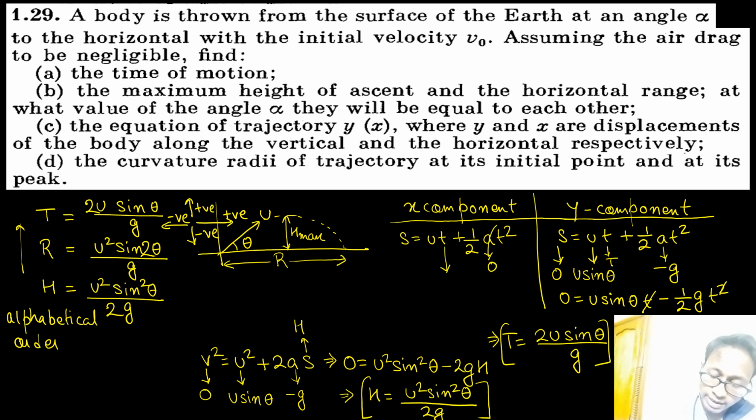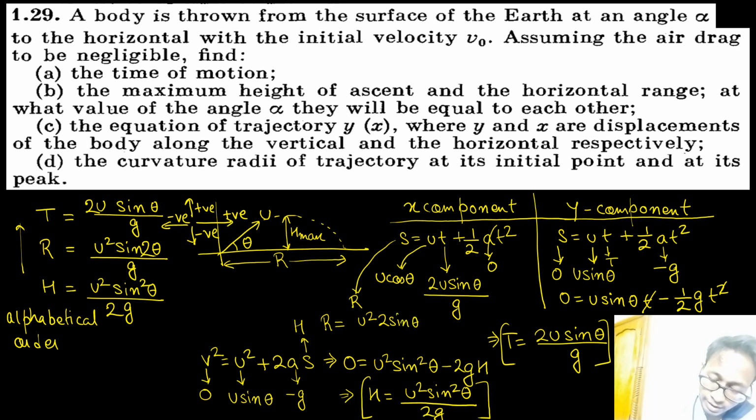What is t? t is nothing but the total time of flight, which is 2u sin theta by g. And u out here is nothing but the x component of initial velocity, which is u cos theta. The s out here is nothing but the horizontal range. So if you solve this formula, r equals how much? r equals u square into 2 sin theta cos theta by g.